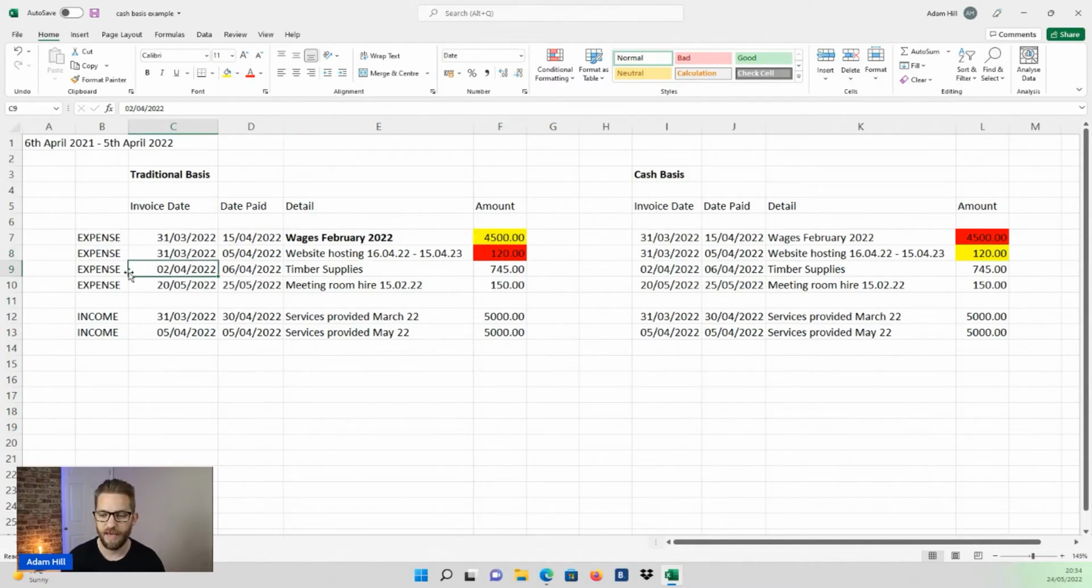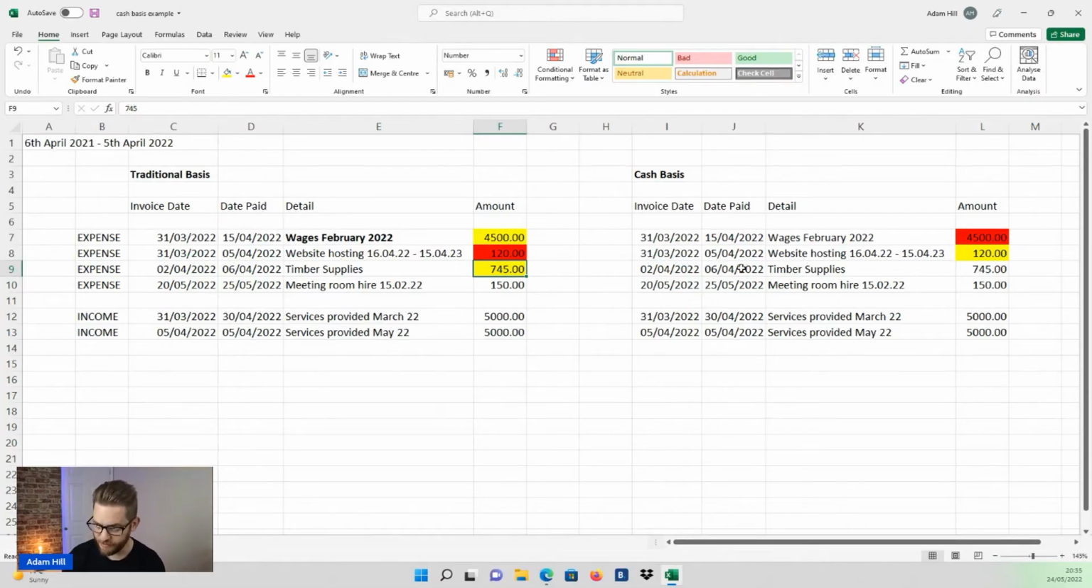Next up, we've got a transaction invoiced on the 2nd of April, paid for on the 6th of April. So again, invoice within our accounting period, but paid outside of the accounting period. And it's for timber supply, so we're buying a product here. Now, this doesn't relate to any particular period. We get the product on the 2nd of April at the invoice date. So really, we're going to go with the invoice date. We don't care when it was actually paid. Even though we hadn't paid this until after the end of the accounting period, we'd have to go with the invoice date on that occasion. And we're going to include that one under traditional basis.